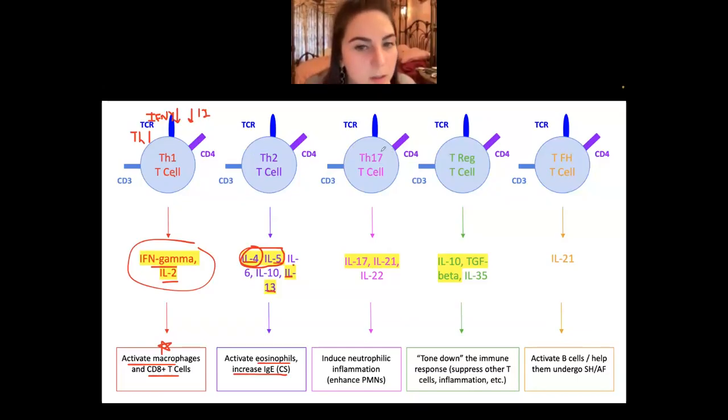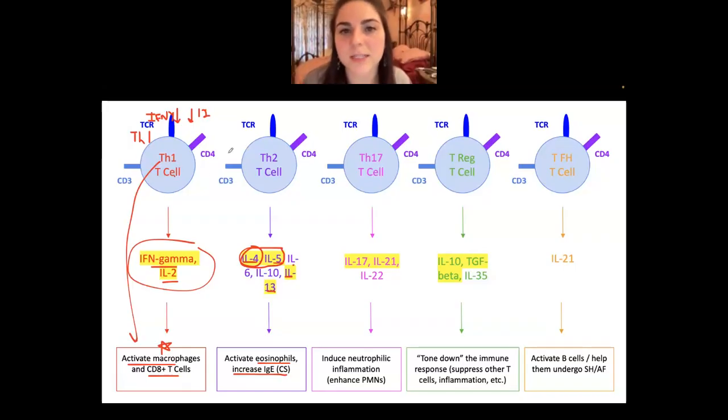Th17s are weird. They release IL-17 and IL-21, fine. And what they do is they basically enhance neutrophils. They make neutrophils better. You don't really have to think about Th17. Neutrophils are fine on their own. It's not like Th1, where you need Th1 cells to activate macrophages. You don't need Th17 cells to activate neutrophils. It just kind of helps.